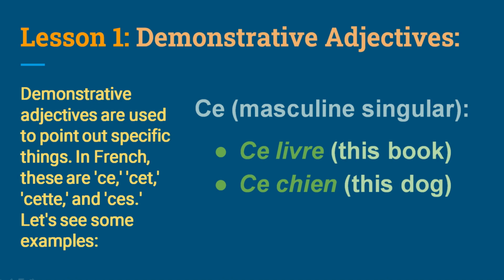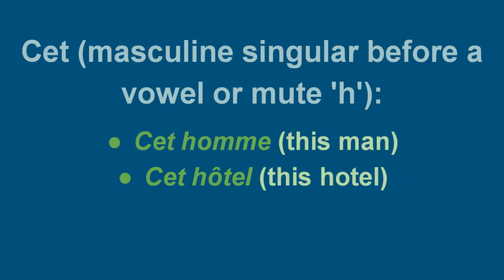Lesson 1. Demonstrative adjectives. Demonstrative adjectives are used to point out specific things. In French, these are ce, cet, cette, and ces. Let's see some examples. Ce, masculine singular. Ce livre, this book. Ce chien, this dog. Cet, masculine singular before a vowel or mute H. Cet homme, this man. Cet hôtel, this hotel.